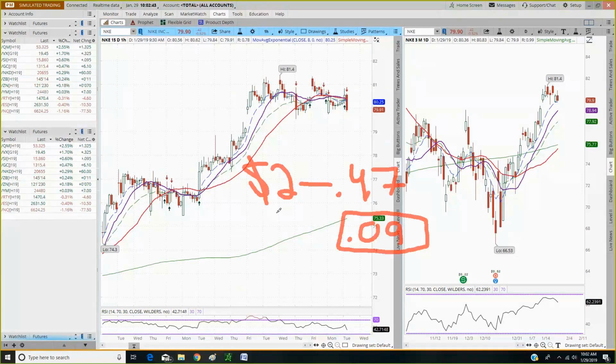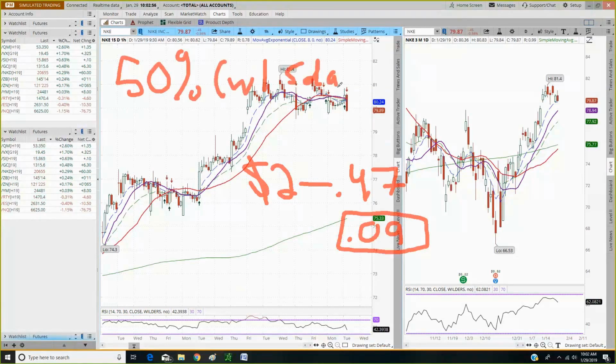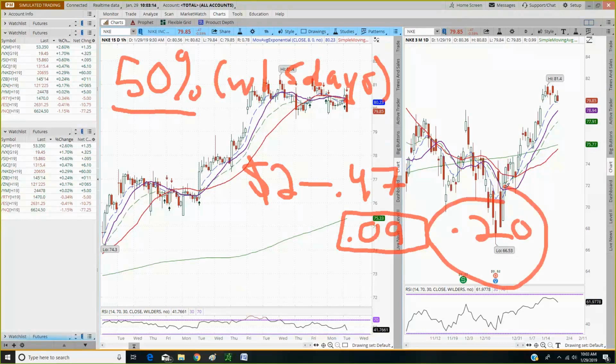Now, here's another rule of thumb. Write this down. If you get 50% within 5 days. So when you put on the spread and you get a 47-cent credit, if you can get 50% of that within 5 days, so you get in the trade, 1, 2, 3, 4, 5, and this is down to, let's say, 20 cents, I always buy it back.